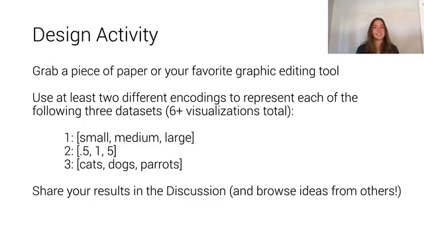And as a hint for this activity, you want to think about what is the data type you are working with in each of these three data sets, to think about how might you choose effective visual channels for representing these data sets in the context of expressiveness and effectiveness. If you'd like, you are welcome to share your results in the discussion for this lecture, and also to browse ideas that others have posted. Hopefully this will give you a little bit of a sense of the sheer variety of ways that we can choose to represent even very simple data.